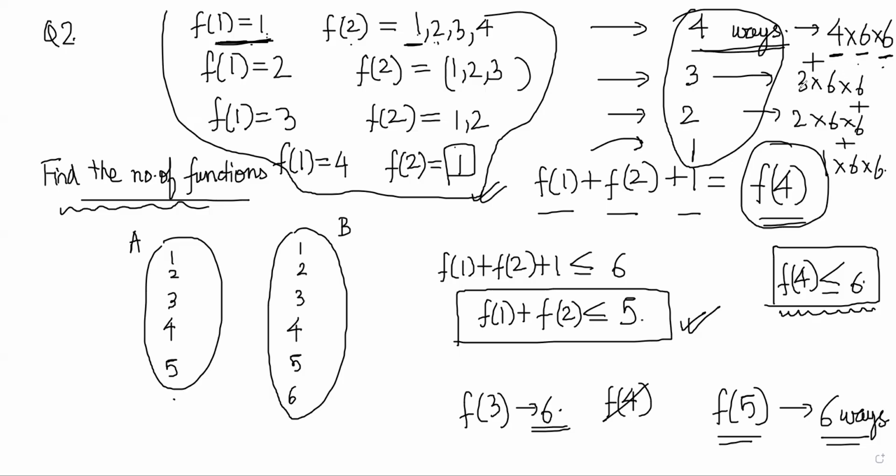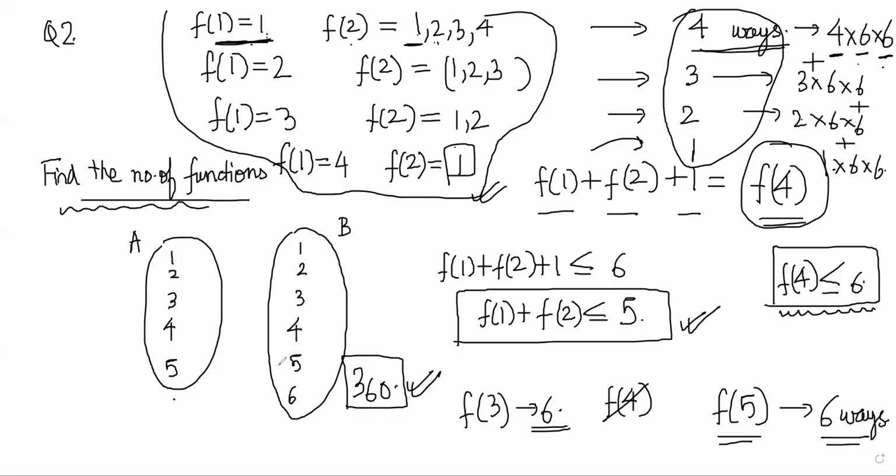So you'll get 4 plus 3 plus 2 plus 1. So that is 10 into 6 into 6, right? Yes. So answer is 360. Do you understand what we have done?